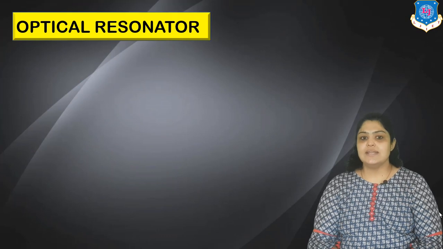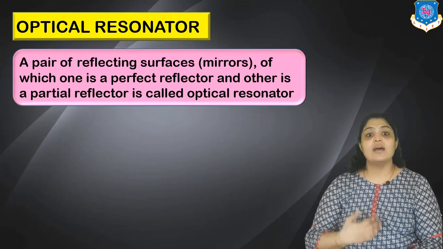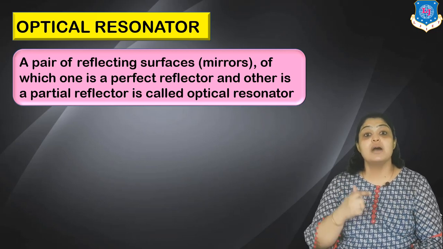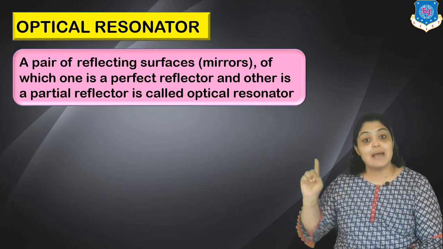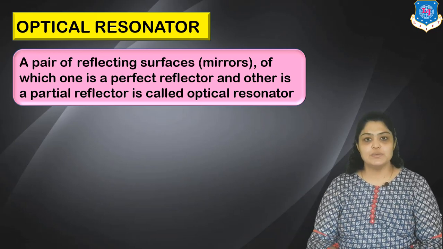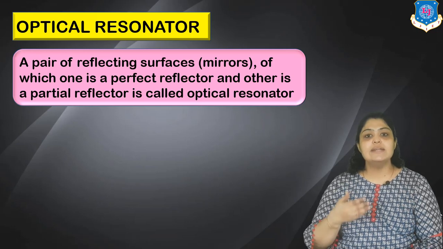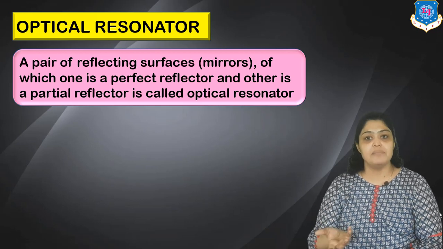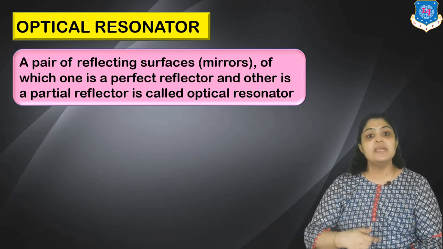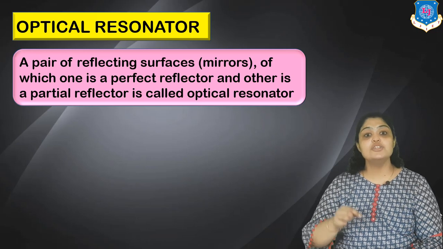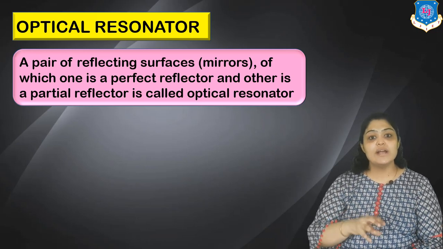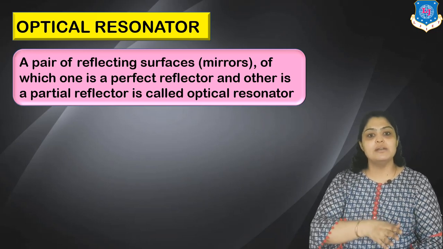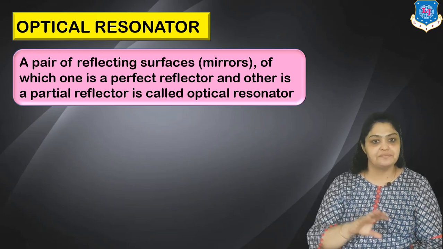Optical resonator is the next term which is very important when we are discussing laser. Now, the full form of laser has a term called amplification. So how is laser amplified? It is amplified with the help of an optical resonator. So what is an optical resonator? It is a pair of reflecting surfaces, particularly mirrors, out of which one should be a perfect reflector and the other should be a partial reflector. Means one should reflect 100% light back into the same medium, and one would partially reflect light and partially transmit it. Understood?